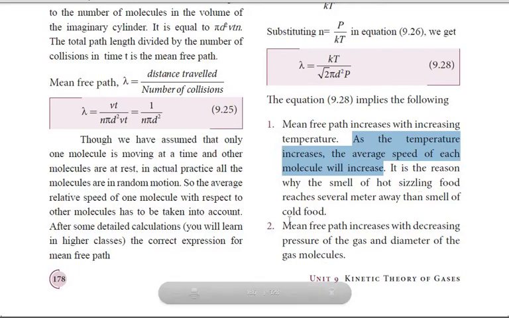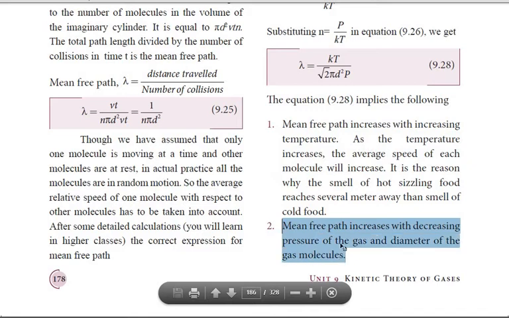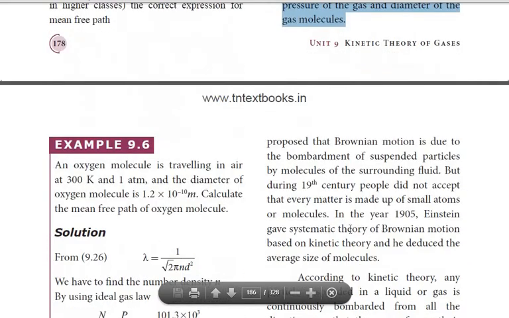Second point is mean free path increases with decreasing pressure of gas and diameter of the gas molecules. So this is also a very important point. Mean free path increases when the pressure of a gas and the diameter of the gas molecules decrease. If these decrease, the mean free path increases.